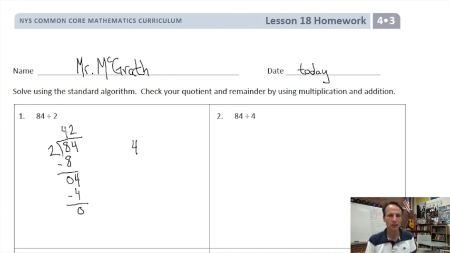To make sure we're correct, we will then take our quotient of 42 and multiply it by 2. And we should end up with what we started with, the 84, because we have no remainder to add in on this one. So 2 times 2 is 4, and 2 times 4 is 8. It checks out. We can put a little check mark there to feel good about ourselves and move on to number 2. And this time we're dividing that same 84 but by 4.